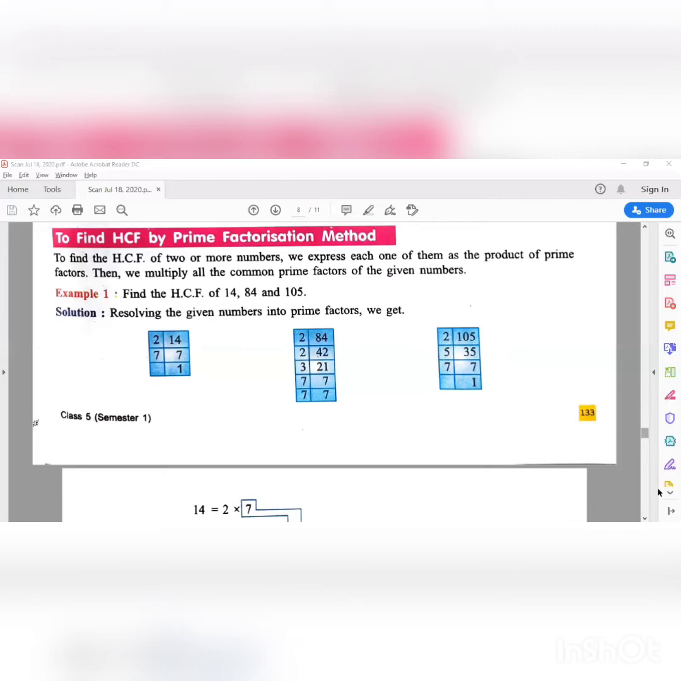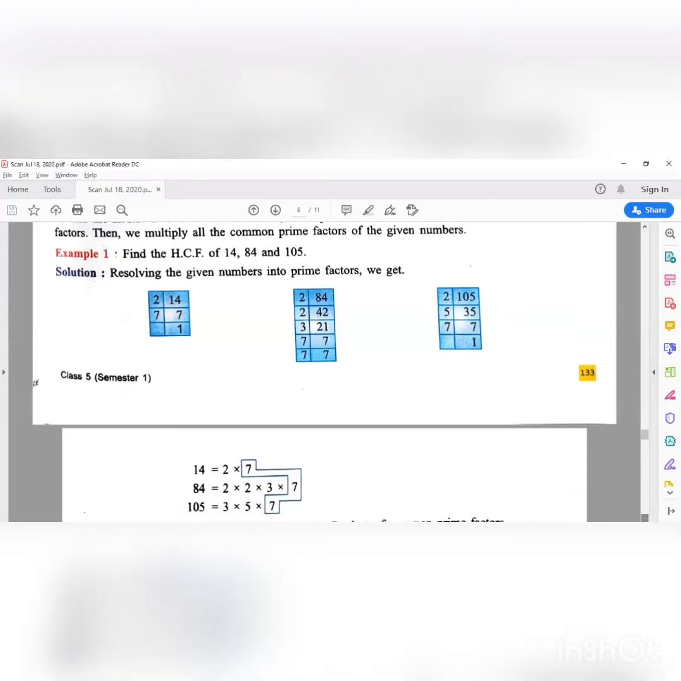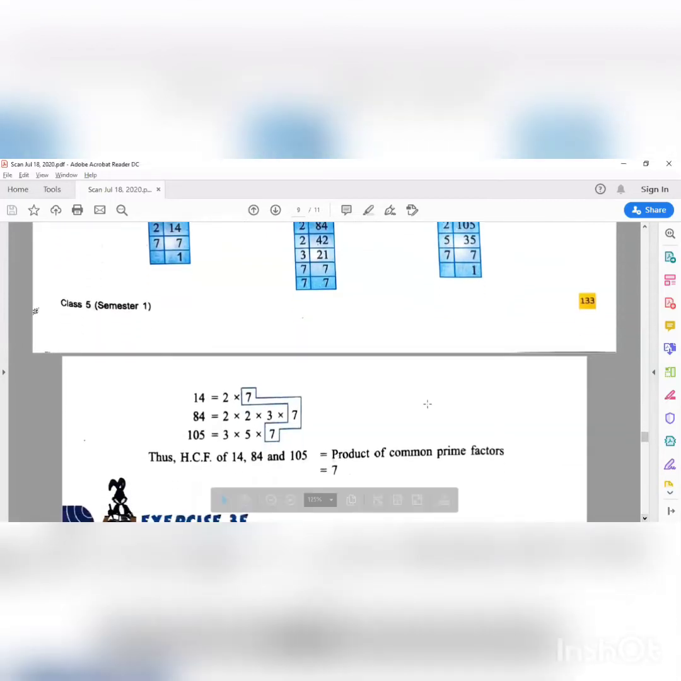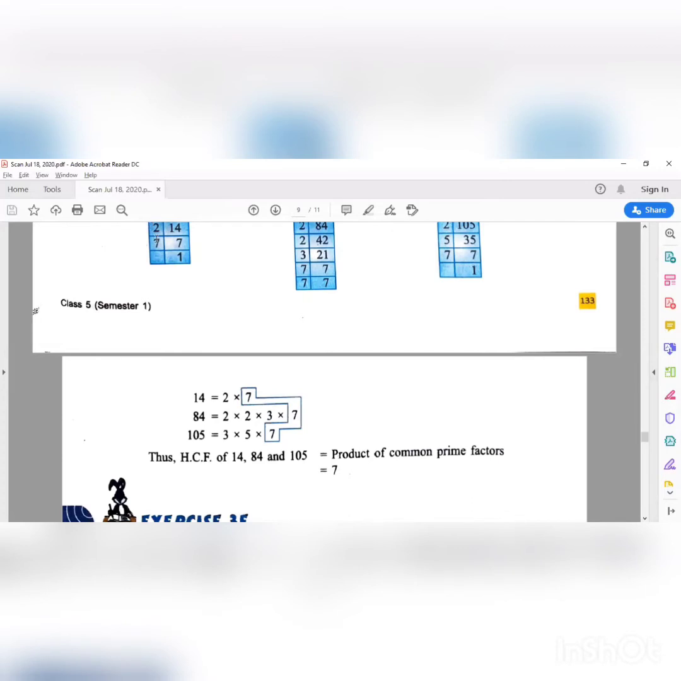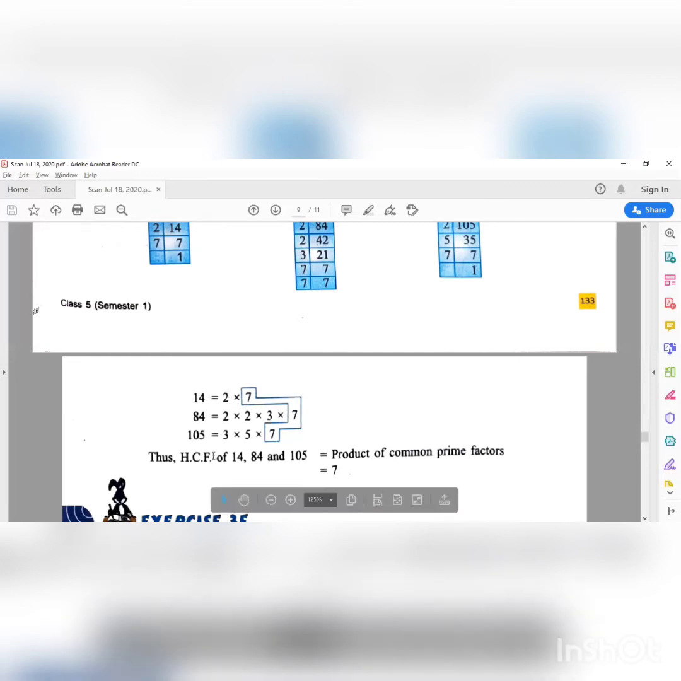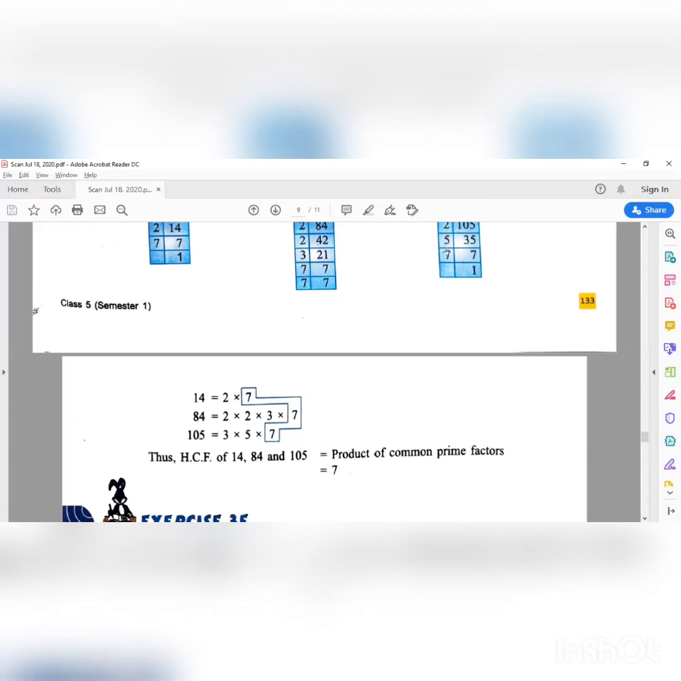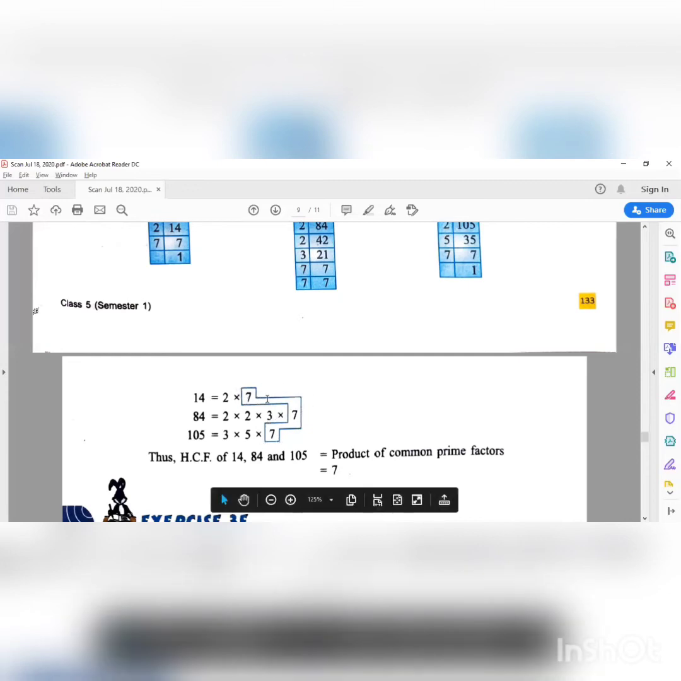Now we have to write all the factors separately. First, 14. 14 can be expressed as 2 multiplied by 7. Next, 84. We have expressed 84 as 2 multiplied by 2 multiplied by 3 multiplied by 7. Next, 105. Here it is 3 multiplied by 5 multiplied by 7. So now what is the common prime factor here? It is 7. The only common prime factor is 7 here.